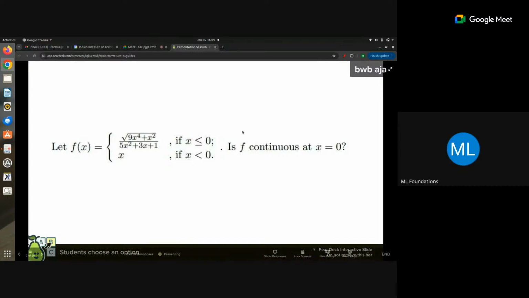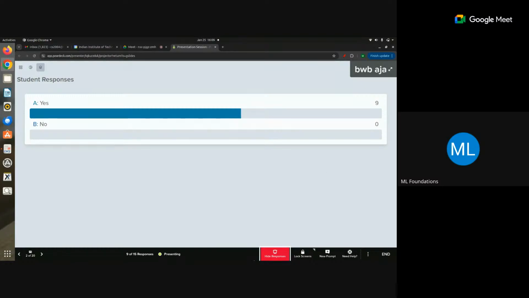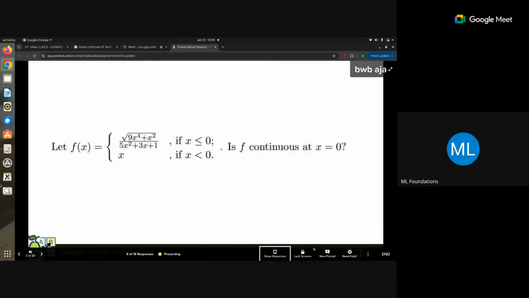Done? Yes, sir. Okay, let me see the question. Nine of you have said yes, it is continuous at x equals 0. So let me solve this problem.